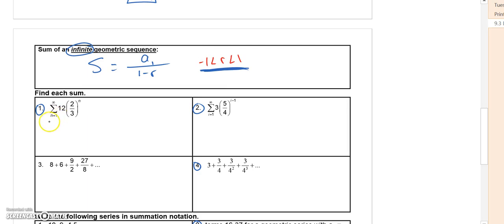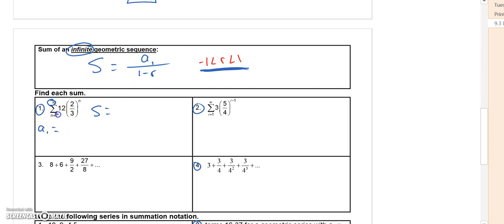So jumping in here, we know this is an infinite series because I'm going from 1 to infinity. So this formula is a lot easier. This is probably your easiest one. So the sum is going to equal a1. Well, I should probably find this first.